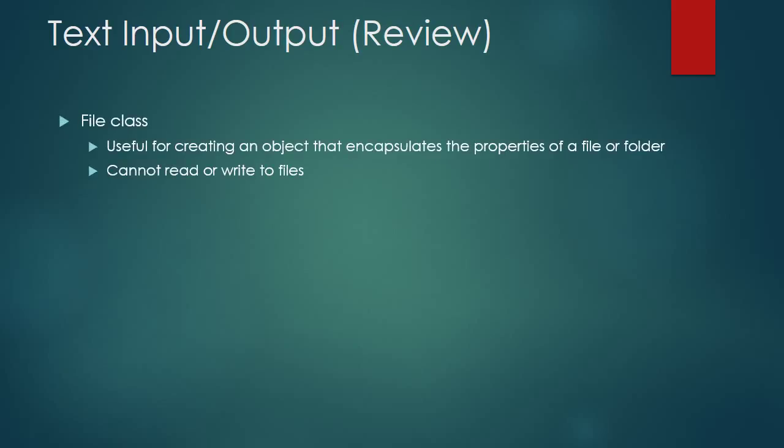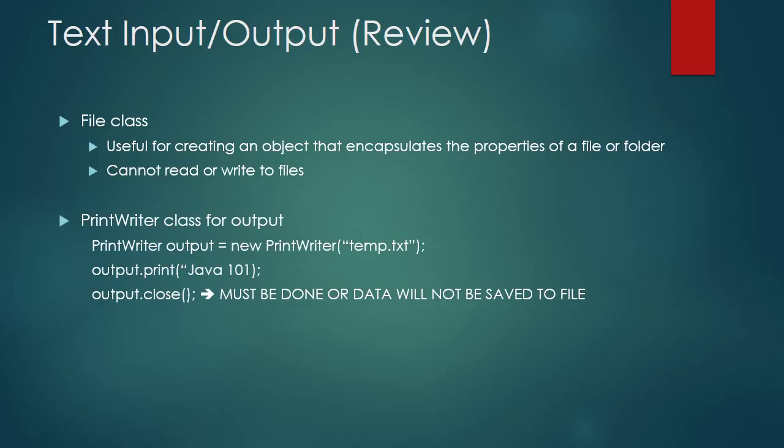So let's quickly review textual data, text input and output. As you can recall, there's a File class. A File class is useful for creating an object that encapsulates the properties of a file or folder. Again, a File class cannot be used to read or write directly to a file. It only points to that file or folder. We need other classes that allow us to either read data from the file or write data to the file.